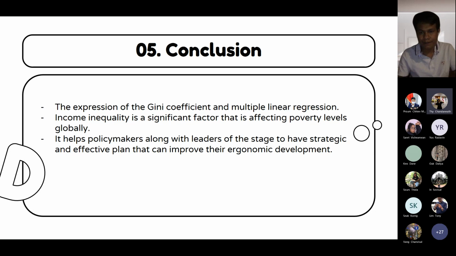Moreover, this paper considered many variables that are associated with poverty in order to provide potential policy outlines that the government could undertake. By determining the importance of income equality, literacy rates, Freedom House score, and infant mortality rates, policymakers as well as the leaders of the state can set the most strategic and effective plans to combat poverty efficiently and improve economic development. So this is the end of our presentation. Thank you for paying attention.